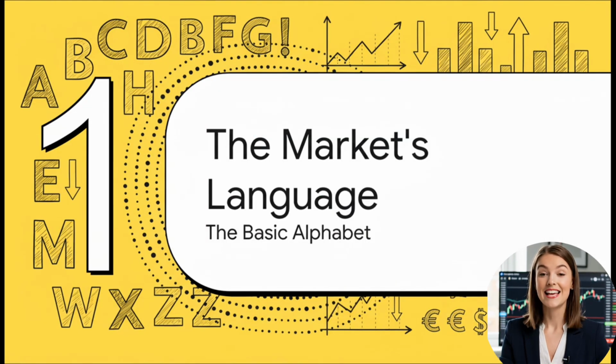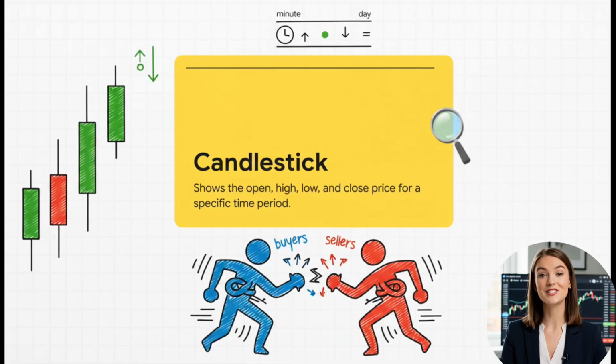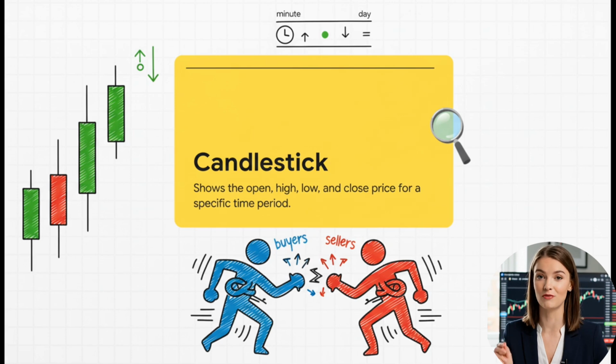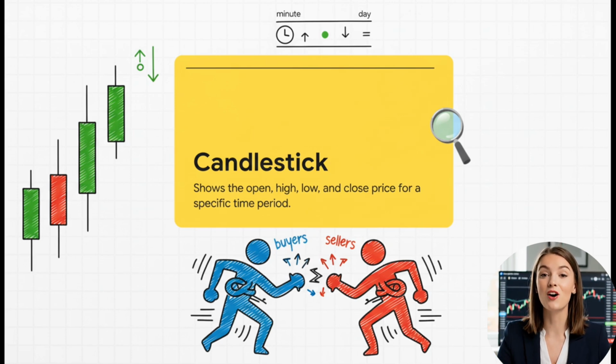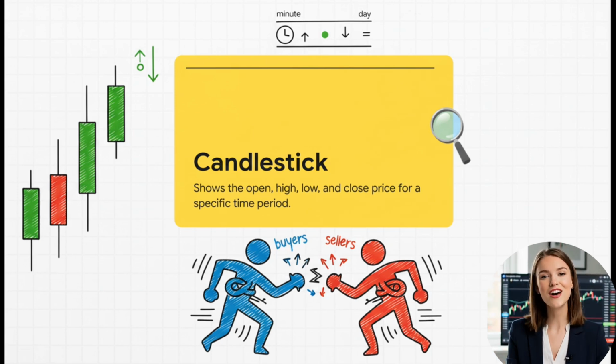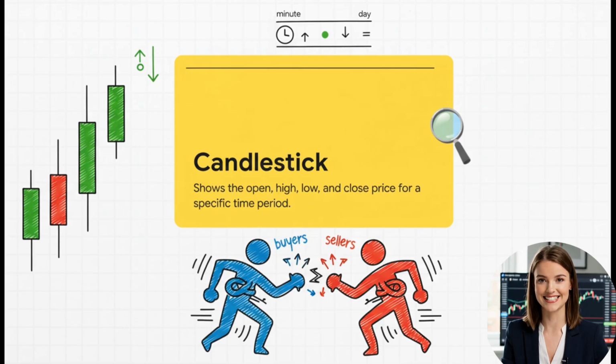All right, every story has to start with the alphabet. And in the world of trading charts, that alphabet is built from one simple but super important component. Meet the candlestick. Each one of these is like a little snapshot of the battle between buyers and sellers over a set amount of time. And it packs in 4 key pieces of info: where the price opened, where it closed, the absolute highest point it reached, and the absolute lowest.